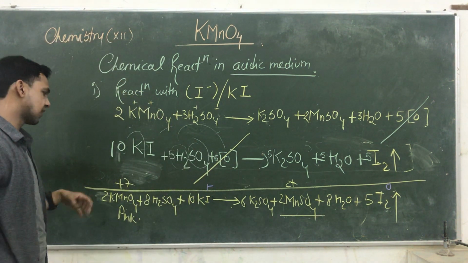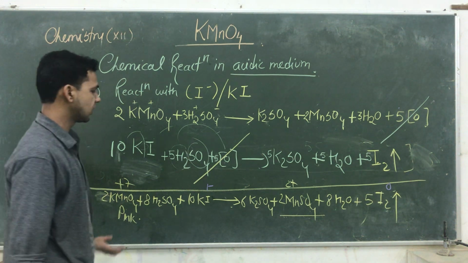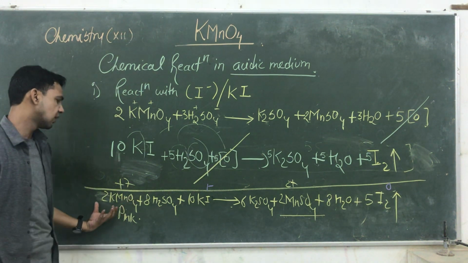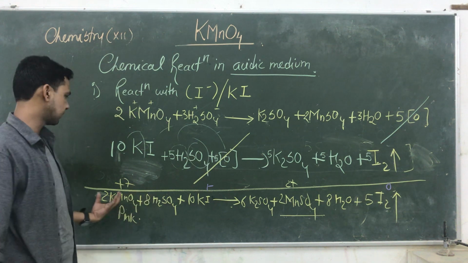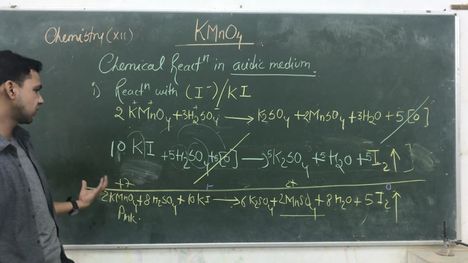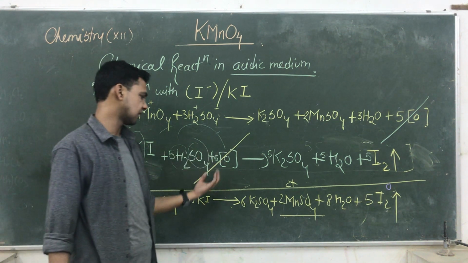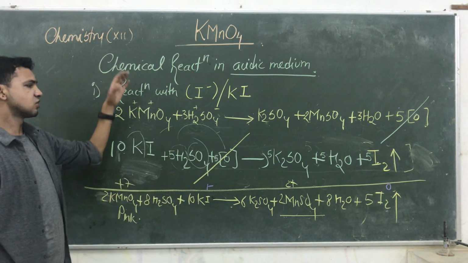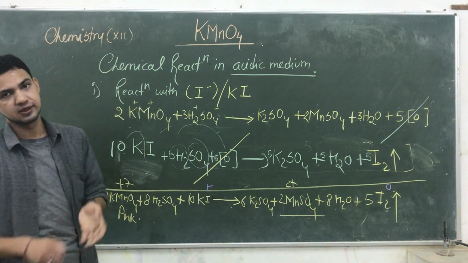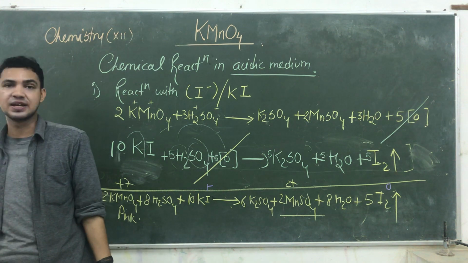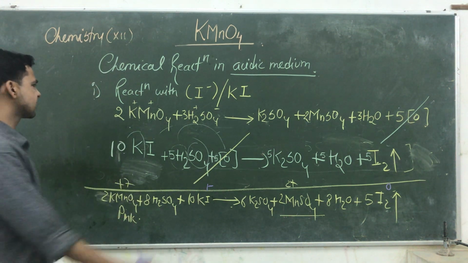Okay, this is an example. So KMnO4 is behaving like a good, which kind of reducing agent. Okay, but it's behaving like an oxidizing agent. Sorry, and the KI is donating its electrons, so behaving like a reducing agent. So that is the reaction with the KI. The next reaction is with the oxalic acid. Okay, next reaction में क्या होगा?